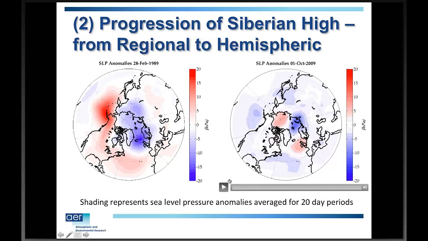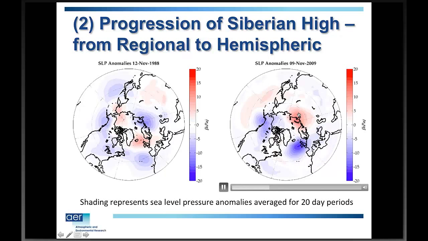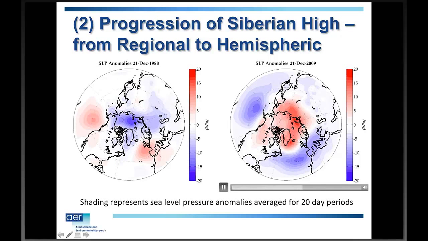Now in contrast, you had 2009, with high snow cover, and what I'm trying to argue is that leads to high pressure over Siberia, which then expands over time. You can see here we started building up this high pressure across northern Eurasia, in western Siberia. And as the season progresses, as we get into December, that regional pressure is now expanding and takes over the entire Arctic basin.